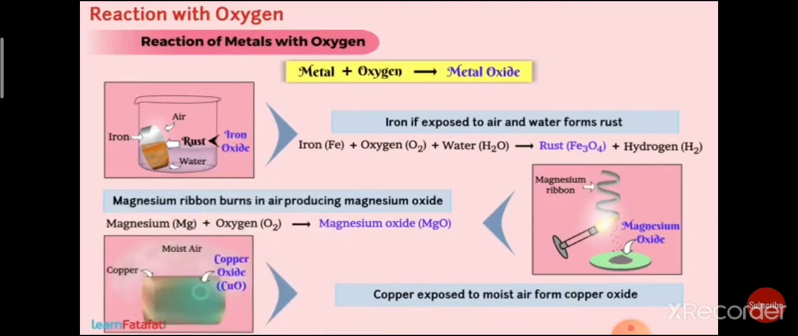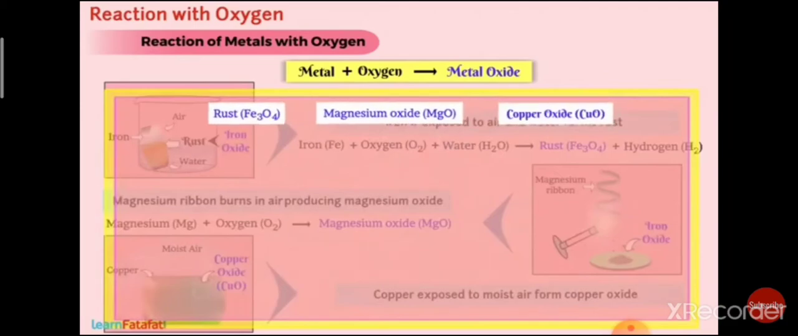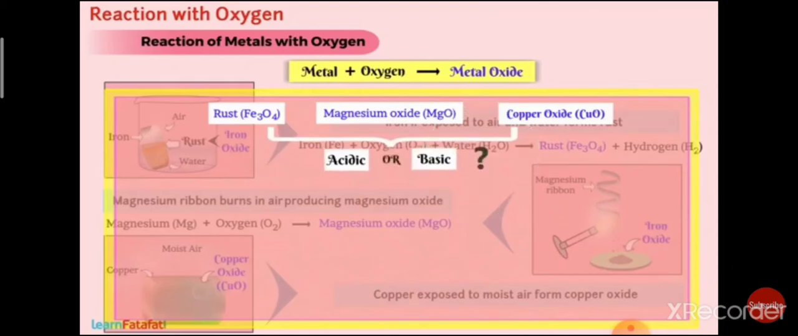So students, now we are going to perform an activity to check the formation of metal oxide, whether it is acidic or basic. We are going to check whether the oxide which is produced after the reaction is acidic or basic.